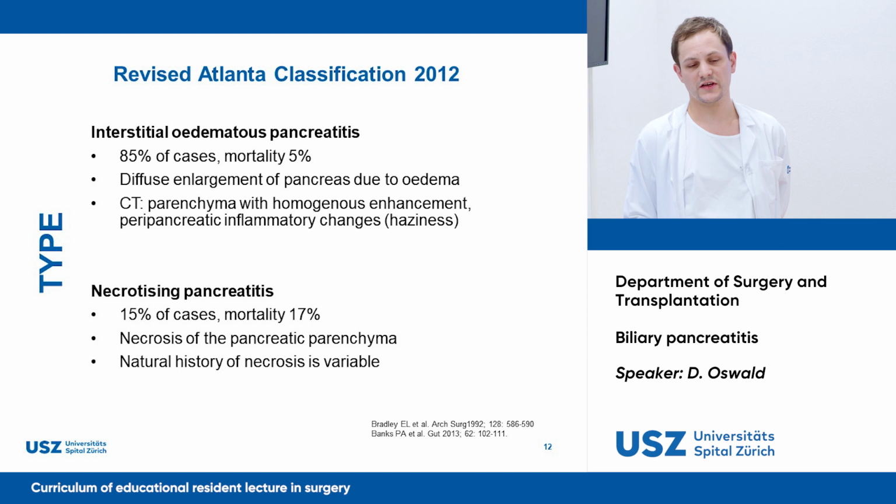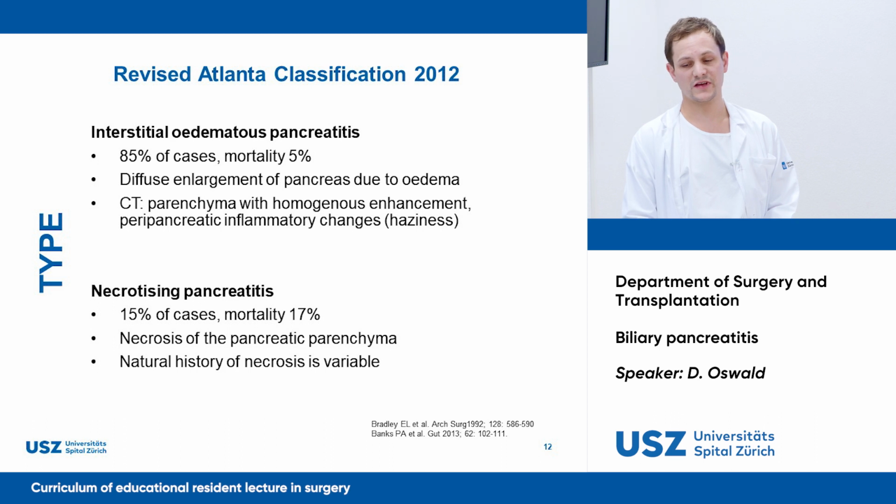The Atlanta classification differentiates between 2 types of pancreatitis. That's the interstitial edematous pancreatitis that makes up to 85% of the cases, with an overall mortality of only 5%. There's a diffuse enlargement of the pancreas due to the edema. And in the CT, you see the parenchyma with homogeneous enhancement and the peripancreatic inflammatory changes like the typical haziness.